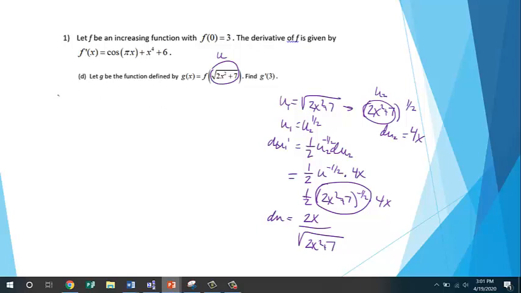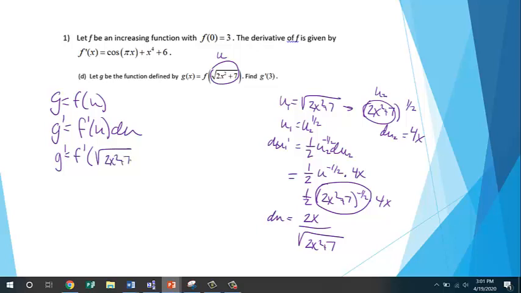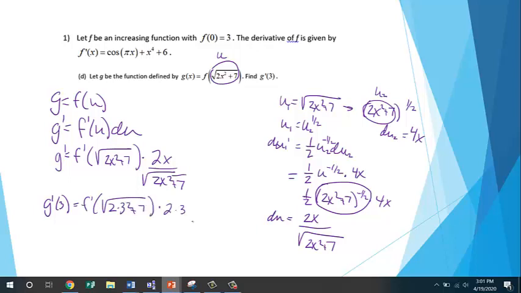So now, I have g is equal to f of u. So g prime is equal to the derivative of f of u, which is f prime of u times du. So g prime is equal to f prime of u, where u was the square root of 2x squared plus 7, and then du was 2x over the square root of 2x squared plus 7. Okay, now they asked me to find the derivative at 3. So g prime of 3 will equal f prime of the square root of 2 times 3 squared plus 7, times 2 times 3 over the square root of 2 times 3 squared plus 7.